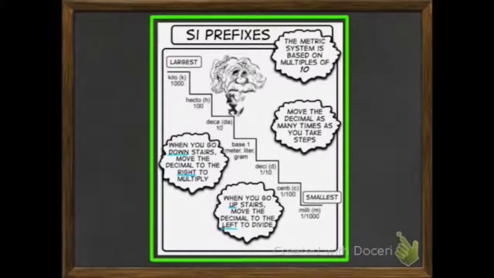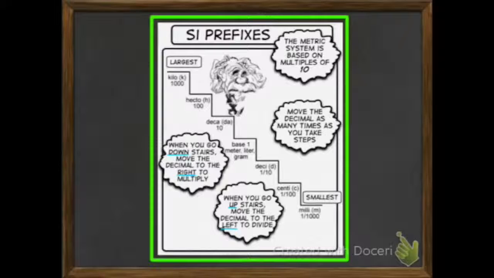So what you have to remember is when you go down the stairs, so you see how that person there is supposed to be Albert Einstein, I believe, when you go down the stairs, you move the decimal on that number to the right. Now when you go up the stairs, you move the decimal to the left. So when you're moving down the stairs, your number should get bigger. When you're going up the stairs, your number should get smaller.